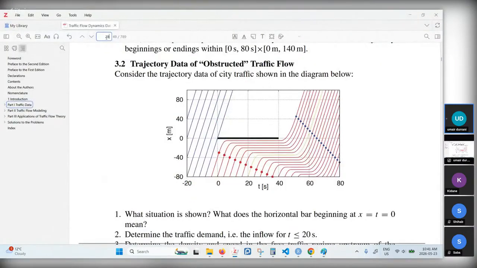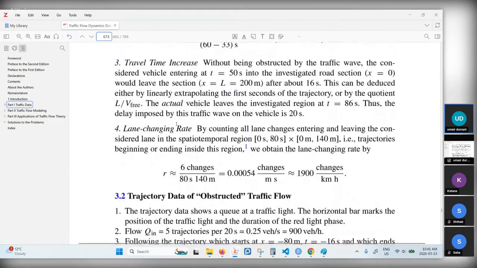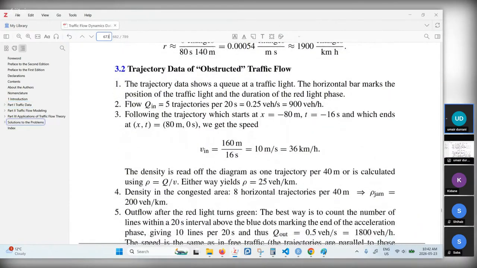Let's see what the solution says. Okay, so let's first look at the solution to the first one. The data shows a queue at a traffic light. The horizontal bar marks the position of the traffic light and the duration of the red light phase. Yeah, duration of the red light phase is an important point. Okay, question two. Flow Q in is 5 trajectories per 20 seconds is 0.25 vehicles per second. That would be 900 vehicles per hour.